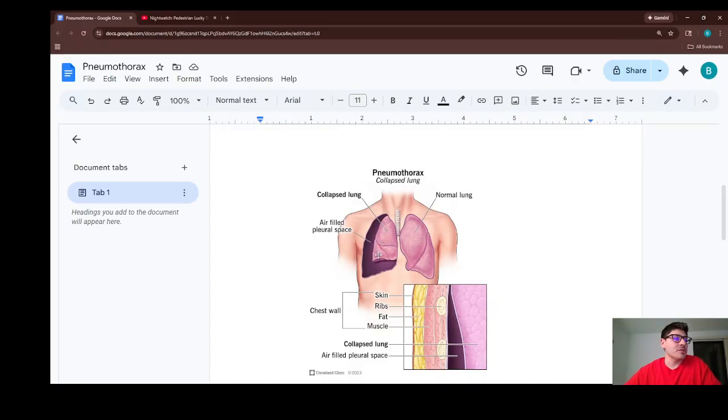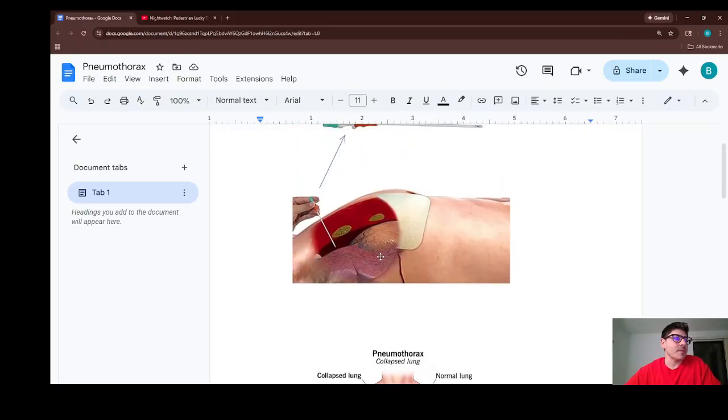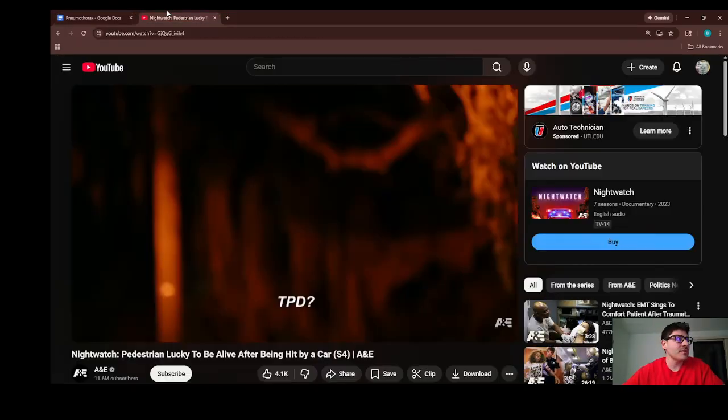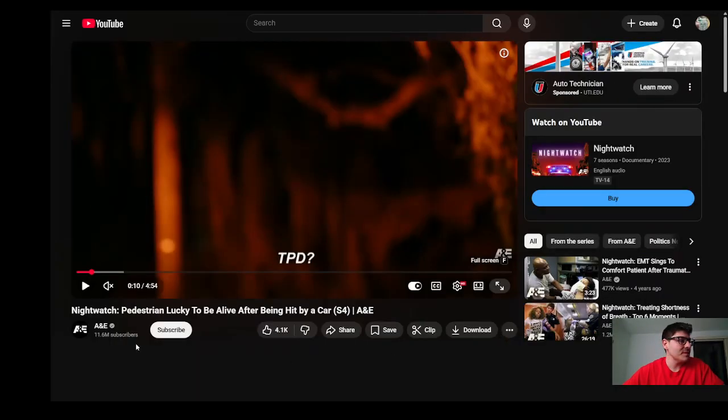In order to get that air out of the chest, there's a couple of ways to do it. In our video today, they are going to be using a 14 gauge catheter, also called a chest dart. Very simply, it's placed over the rib and sits in the chest cavity. This acts as a vent and allows air to escape. When that air escapes, the lung is able to re-expand and the heart is able to beat again. Our video today is of a pedestrian that was struck by a vehicle. Let's jump right into it.